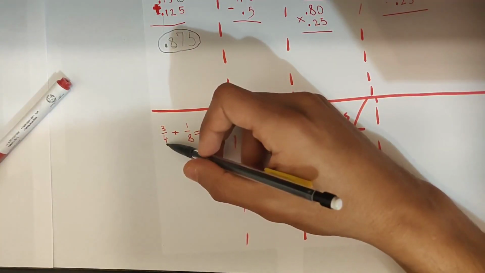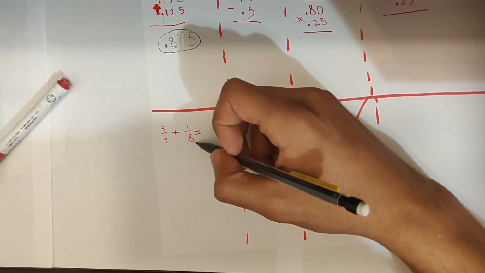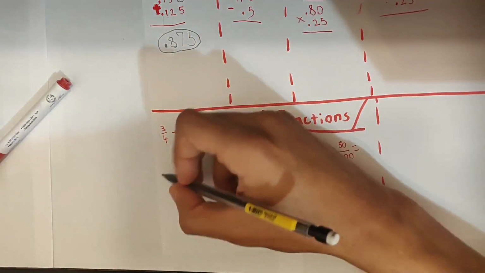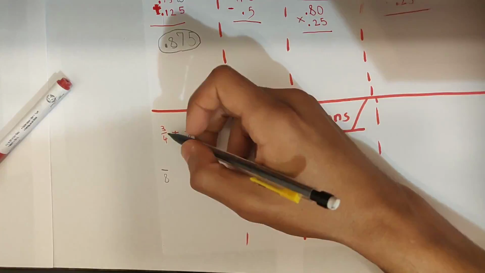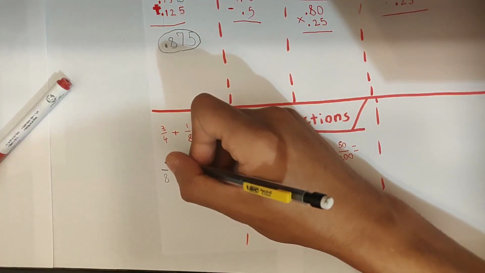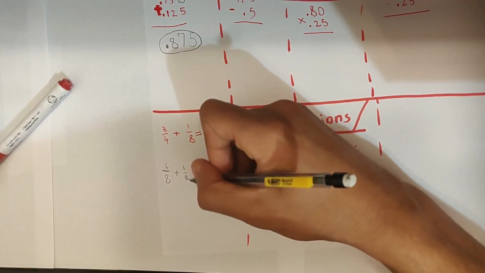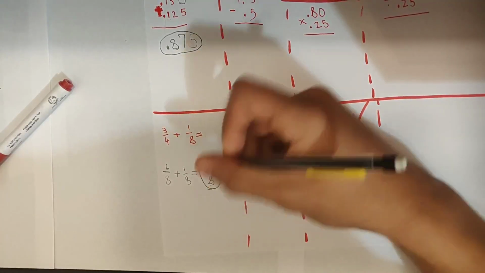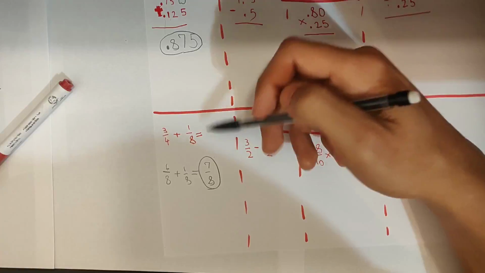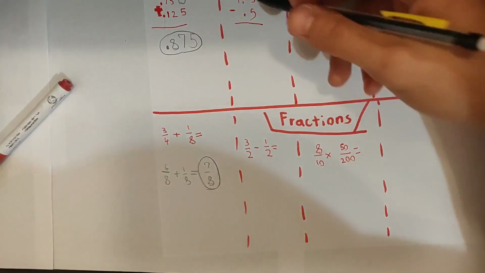So I know I can get from 4 to 8 if I were to multiply this whole thing by 2. So 4 times 2, that equals 8. 3 times 2, that equals 6. Plus 1/8. Then I get 7/8 as my answer. These match up, so that's correct.